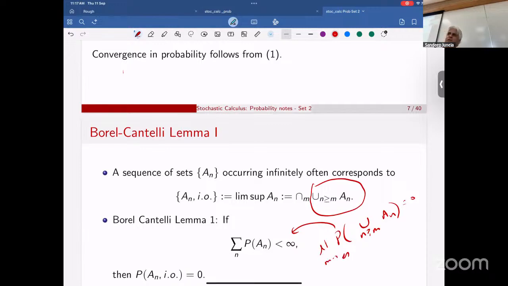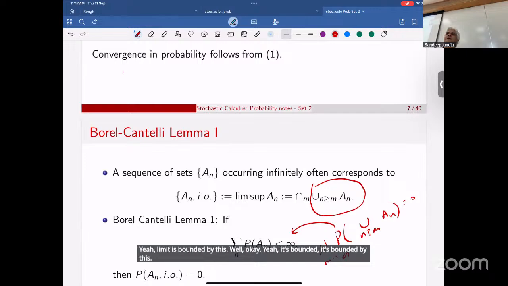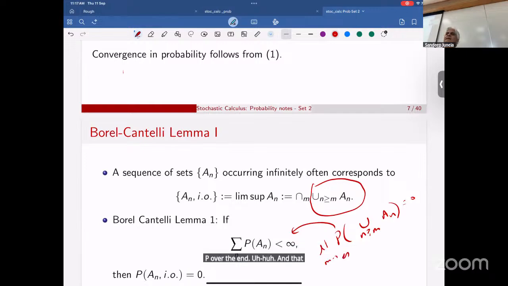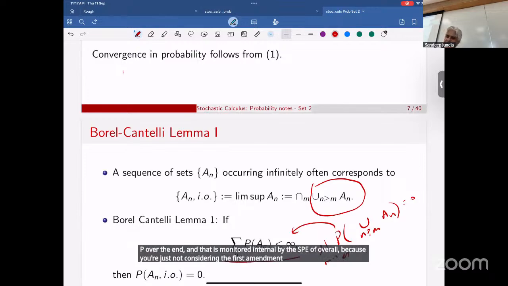You probably ought to use a different language. It's finite, that's right. You can show that the limit is bounded by the sum from n to infinity of P of A_n. And that is bounded in turn by this P overall n, because you were just not considering the first time element.